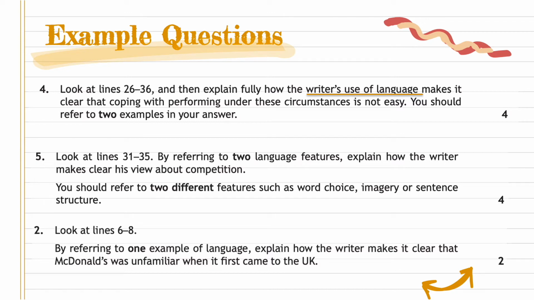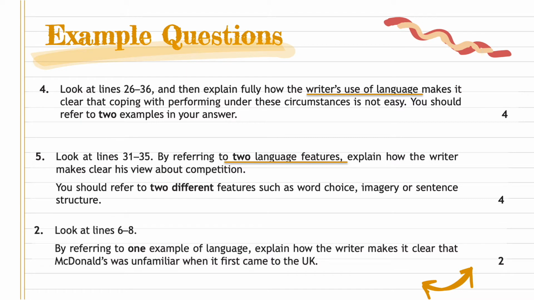Question 5 says, look at lines 31 to 35. By referring to 2 language features, explain how the writer makes clear his view about competition. And it then further specifies, it says, you should refer to 2 different features such as word choice, imagery, or sentence structure. As you can see here, the phrase language feature pops up again, as well as us saying that we need to look for imagery.